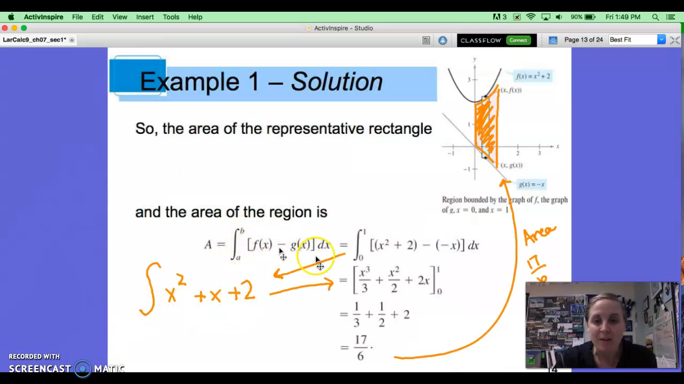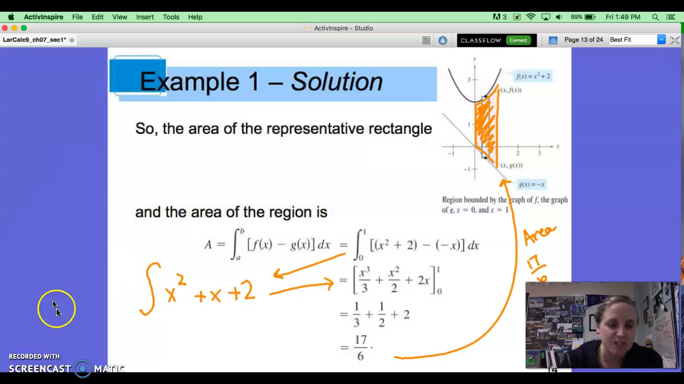As we're setting up this integral, we are going from a to b. That's starting on the left at 0 and the right is 1. You take your top function, subtract away your bottom function. In this case, that's minus a negative x. I would simplify that first. I am a huge fan of simplifying and then integrating. So first we're going to simplify it to x squared plus x plus 2 with a double negative. Integrate that, put in your bounds from 1 to 0, and we get an area of 17/6 for this shape right here.